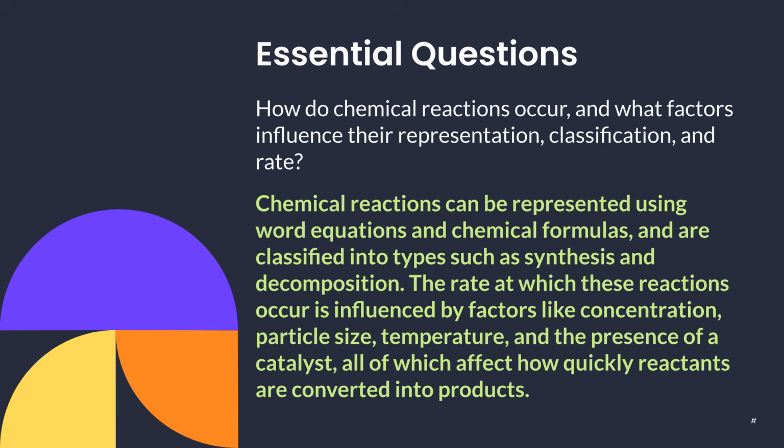Let us answer our first essential question about how reactions occur and how we represent them. We represent reactions using word equations and chemical formulas, and we classify them into types like synthesis and decomposition. The rate of these reactions is controlled by concentration, particle size, temperature, and catalysts. These factors affect how quickly reactants transform into products. So the key point here is that we now have the tools to describe and control chemical changes.